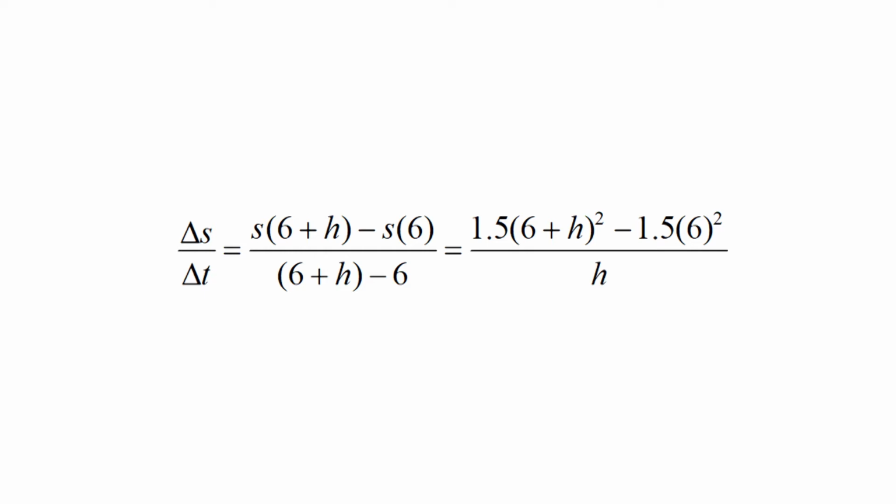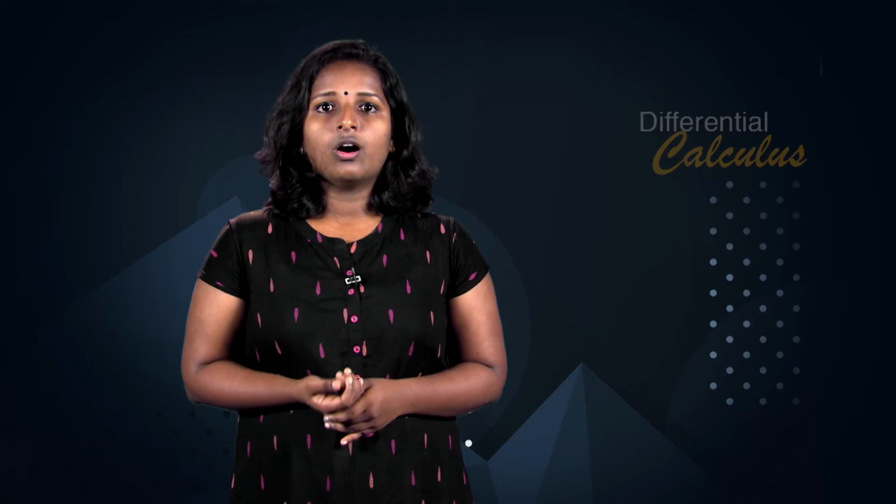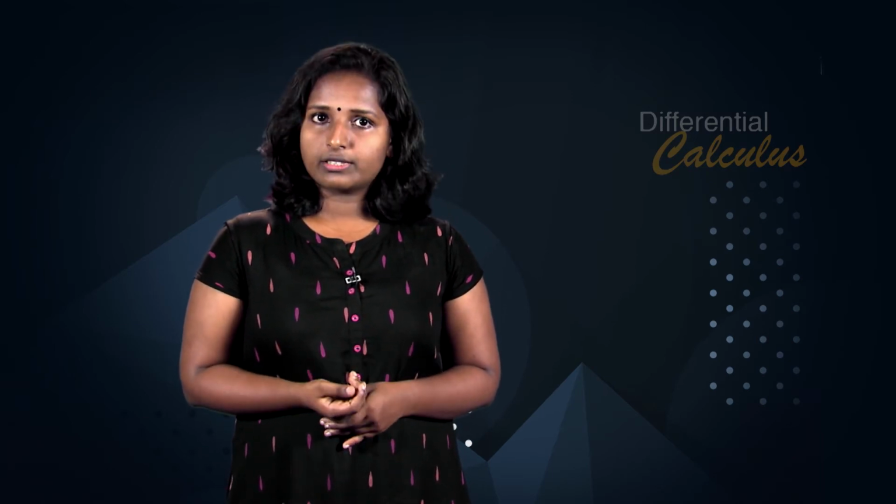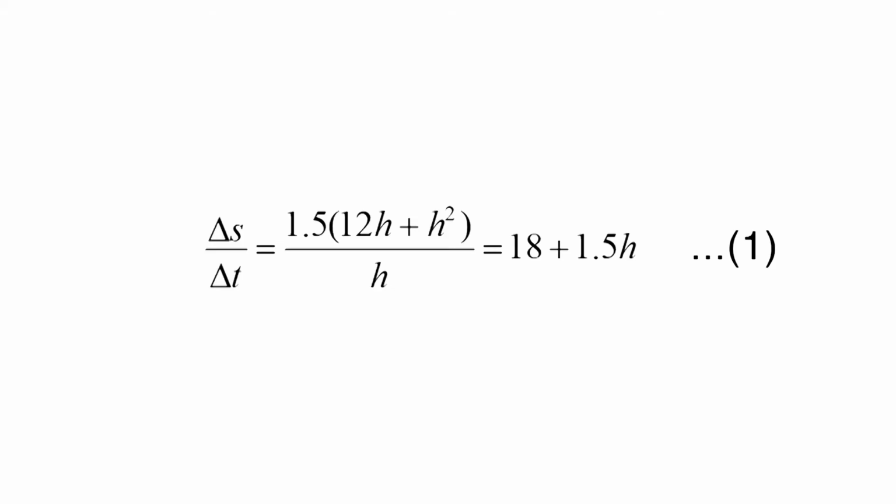Similarly, the average speed over the short time interval [6, 6 + h] is obtained as follows. Δs upon Δt equals s(6 + h) minus s(6) upon (6 + h) minus 6, equal to 1.5 × (6 + h)² minus 1.5 × 6² upon h. Algebraic simplification yields that the average speed over the time interval [6, 6 + h] is Δs upon Δt equal to 1.5 × (12h + h²) upon h, equal to 18 + 1.5h.